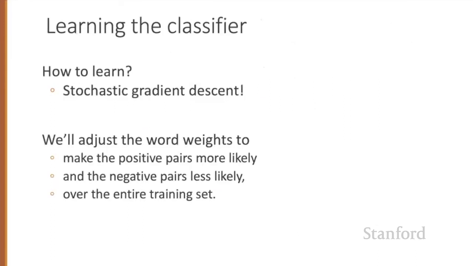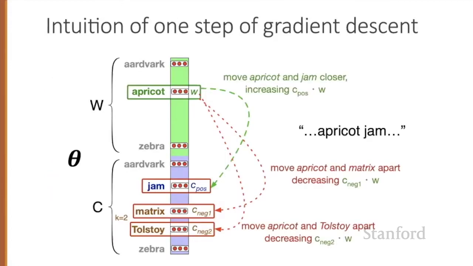And we minimize this loss function using stochastic gradient descent. We're going to adjust the word weights to make the positive pairs more likely, the negative pairs less likely, and do this over the whole training set.